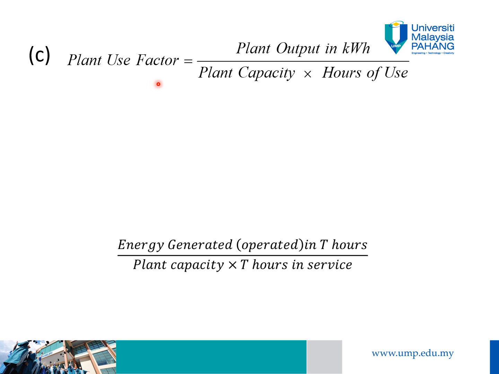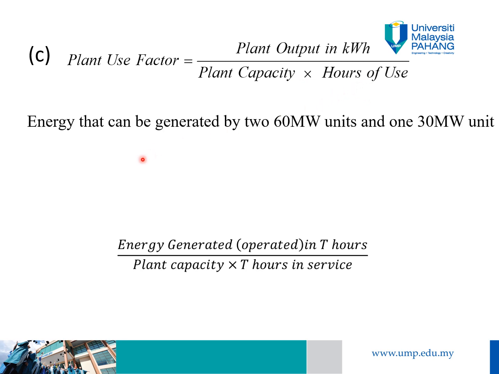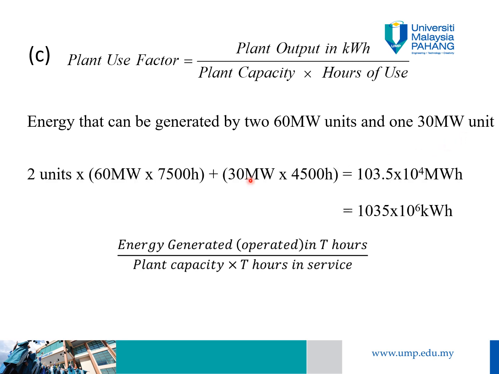The plant use factor is equal to the energy output in kWh divided by the plant capacity multiplied by the total hours in service. So the energy that can be generated by two 60 megawatt units and one 30 megawatt power plant is equal to 2 units multiplied by 60 megawatt multiplied by 7,500 hours, because the 60 megawatt power plant is running for 7,500 hours. And then the 30 megawatt power plant is running for 4,500 hours. So the energy that can be generated is equal to this value.